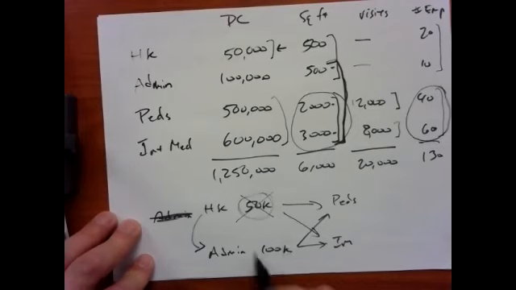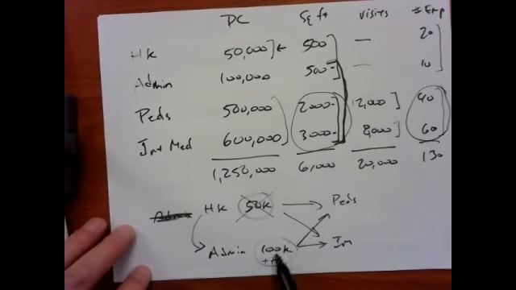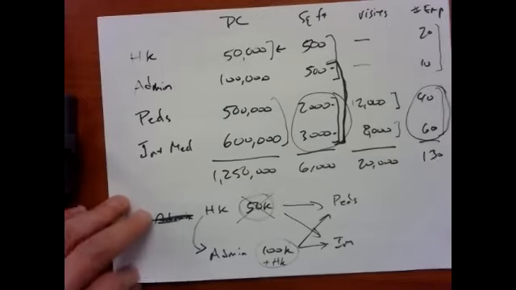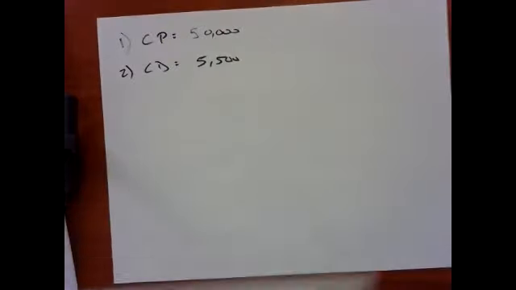And then in the next stage, we're going to look at internal medicine at 100K plus its share of housekeeping, and we're going to allocate that to peds and internal medicine. All right, so let's keep going.